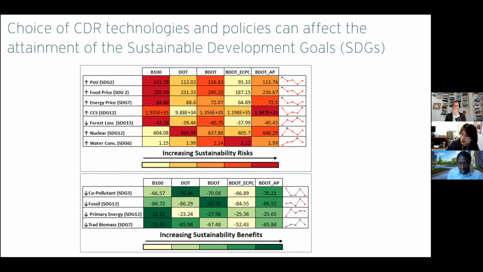DOT represents a scenario where you have direct air capture, ocean enhanced weathering, and terrestrial enhanced weathering. And then B dot represents the full portfolio. And as I mentioned, due to the versatility of the demand sources, we can also model normative allocations of CDR technology, such as the ECPC, which represents the equitable cumulative distribution of CDR based on per capita emissions, and then AP, which represents the ability to pay. And as you can see here, on a technological basis and also on the portfolio mix and allocations, we see some differences in terms of the performance or outcomes of the SDG indicators. Next slide, please.